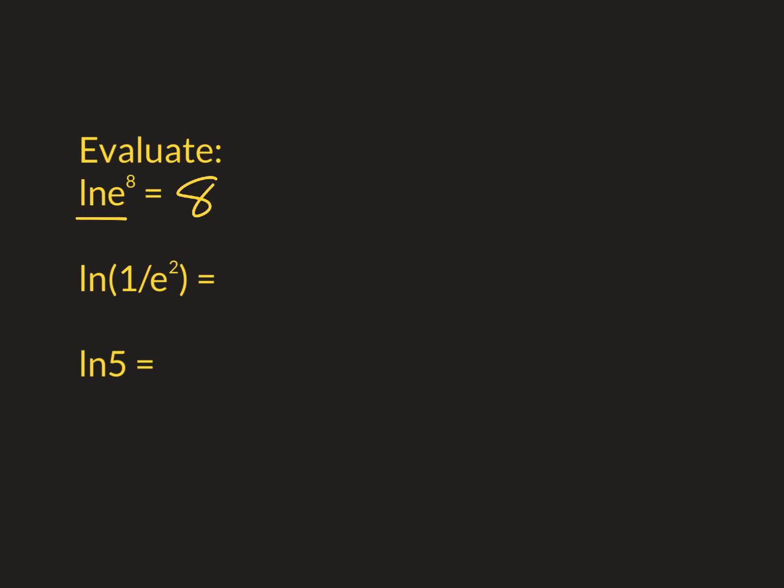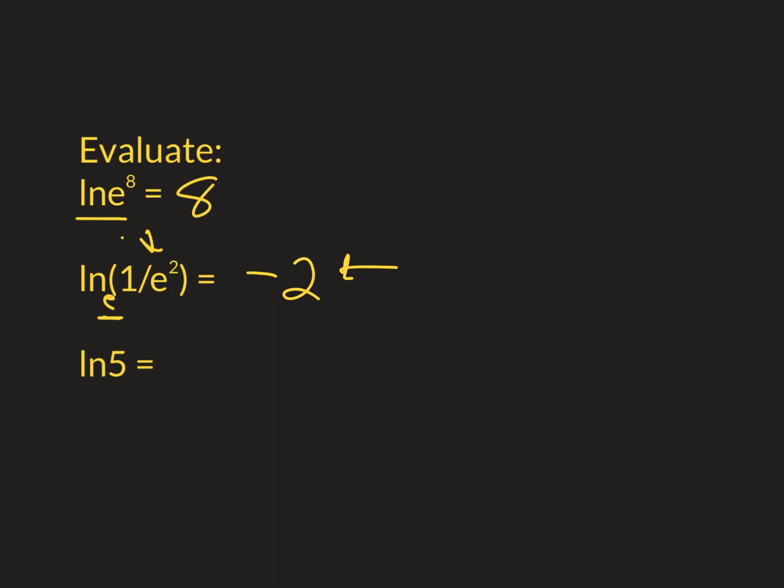Okay, this one, natural log 1 over e squared. Notice the e's on the bottom. It's been flipped, so it's got to be negative. And because it's on the bottom and it's squared, it's got to be negative 2. So again, there's really a base e right there. e to what power is this? Well, you'd have to flip the e and square the e. Remember, the exponent is the answer to a log.